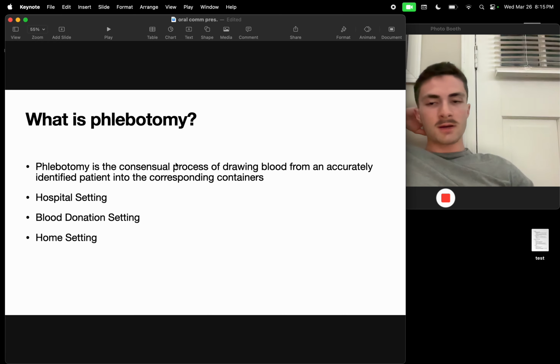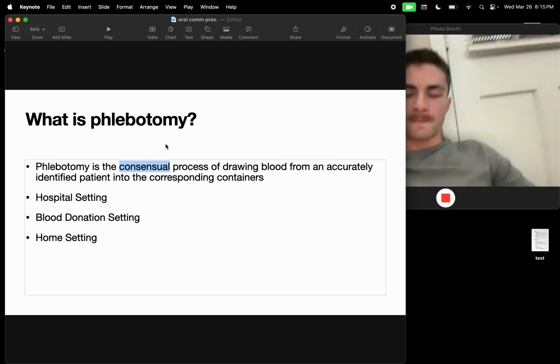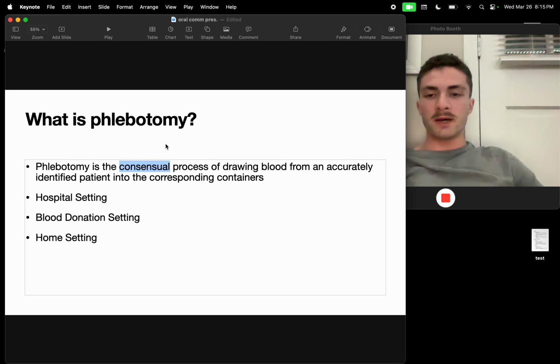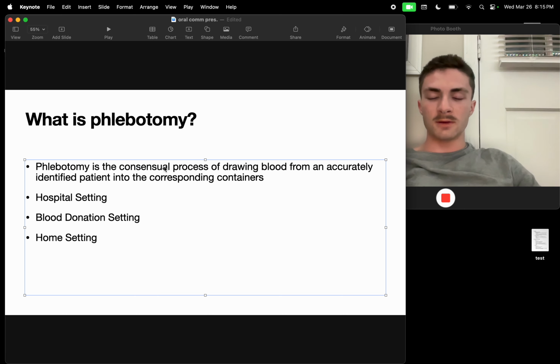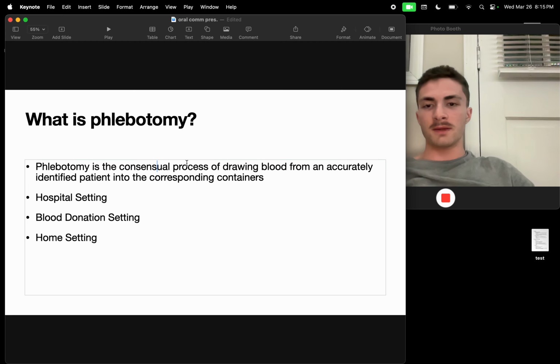I want to talk about a couple things with this. One is consensual. It has to be consensual, or else it is battery. It is a crime. You can get in legal trouble. You can get in trouble with your employer, that sort of thing. So you have to acquire consent. And we'll talk about that a little bit.